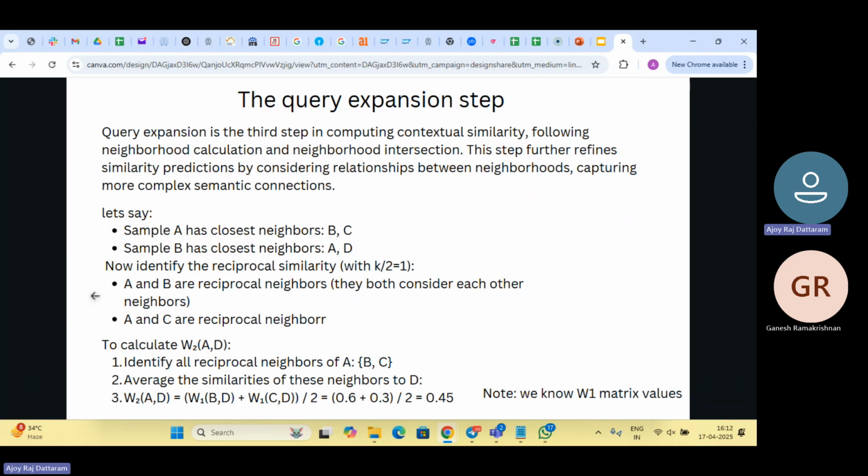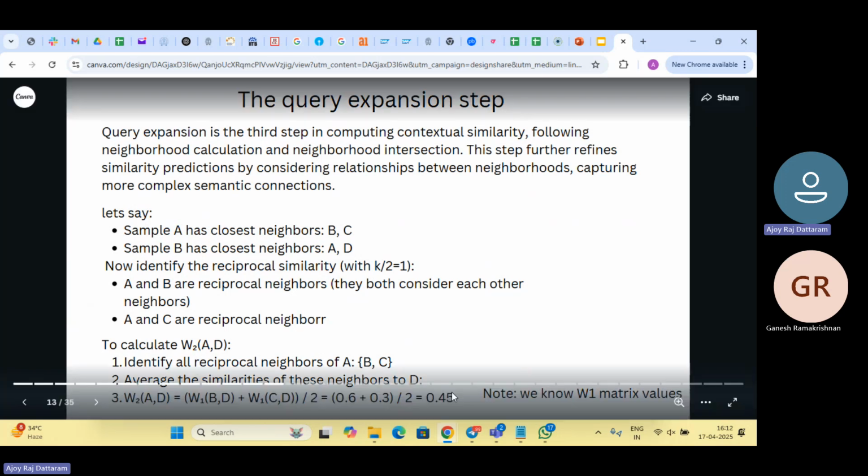No, not yet. This is just like a neural network. This is the predicted value, and then we'll compare this with the original value. If A and D are neighbors, then it would be 1, and if not, then it would be 0. Then we will do that.